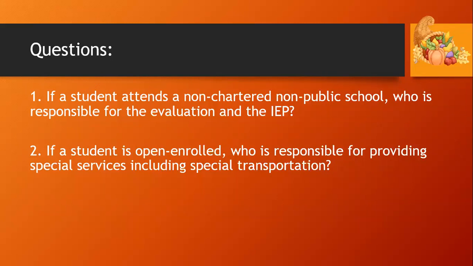Okay, so the other question we've been getting a lot is about open enrollment, and these kind of go together, so we tried to group things. If a student is open enrolled, who is responsible for providing special services, including special transportation? Very similarly, the district who allowed the open enrollment, so if you accept a student as an open enrolled student, then your district is responsible for providing any and all services that that student would require. You must provide FAPE and all related aspects of that the same as you would for a student who was homegrown, so to speak, in your district.